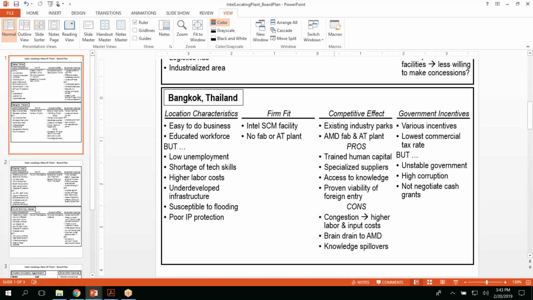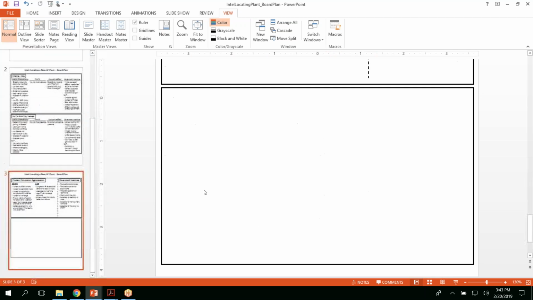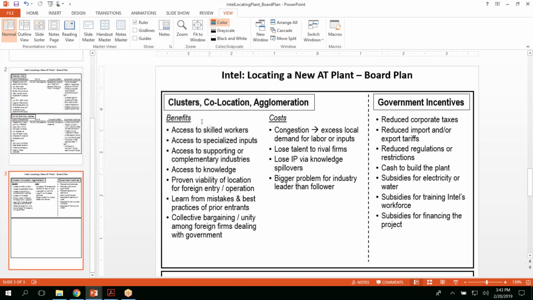And it's worthwhile, and Juan Alcacer also suggests doing a sideboard. That's what you'll see here: I have a sideboard discussion just on that. I wrote clusters, co-location, agglomeration, whatever you want to call it. What are the benefits and costs? It's worthwhile to say that, because you probably will not be able to list all the benefits and costs of co-locating versus not co-locating, but understand that co-location comes with benefits and costs. Here's a laundry list of them. I'm not going to go through them, but you can see them on the board plan. Here's a laundry list of costs.